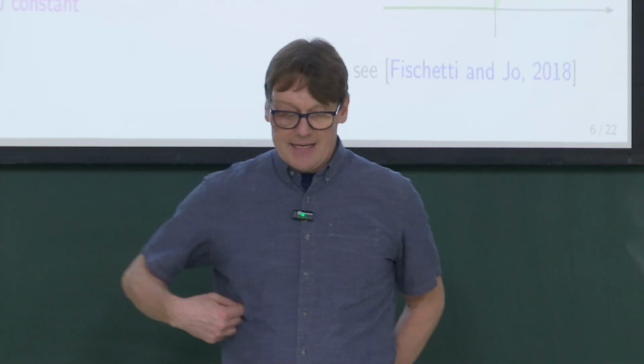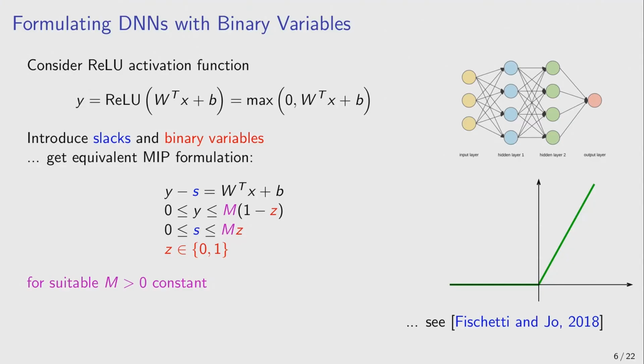Once I've done that, the second trick is that I'm going to rewrite my max function using binary variables. That's also a well-known trick. You've probably seen this before. In particular, I'm going to introduce two sets of variables, slacks and binary variables. The slacks are this s, and there's one binary variable per max function that I'm operating on here.